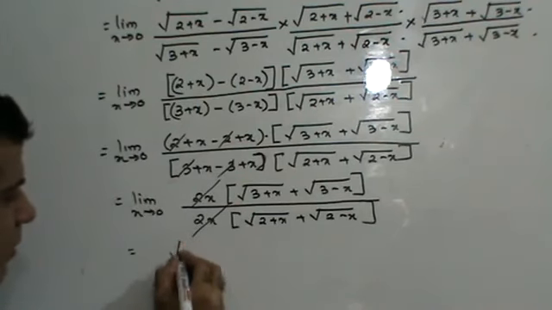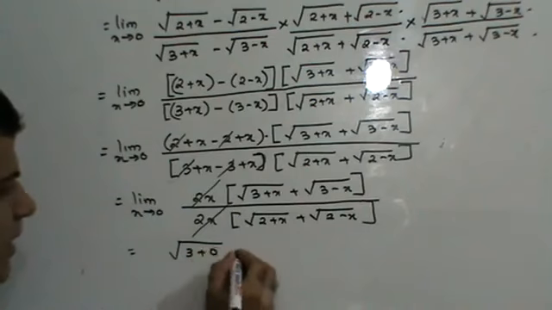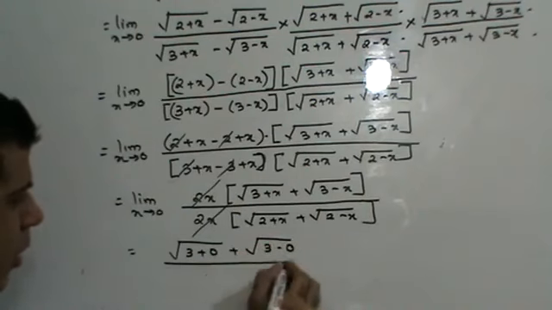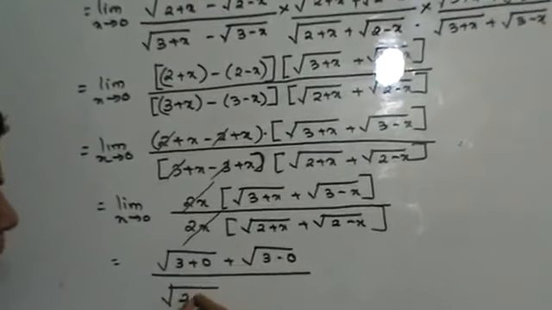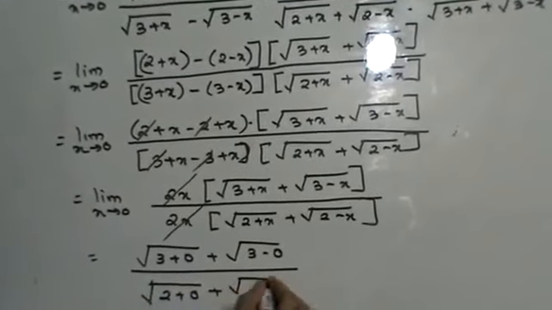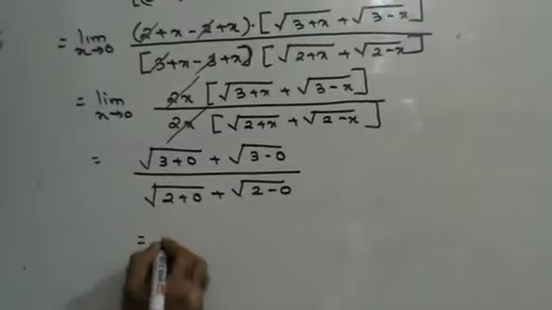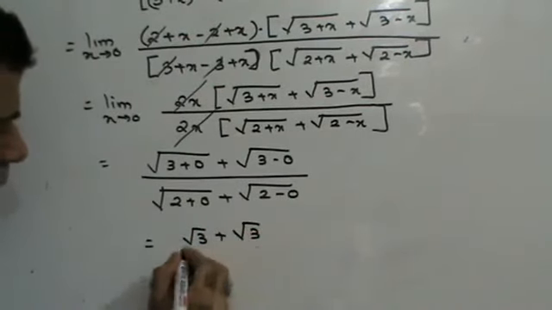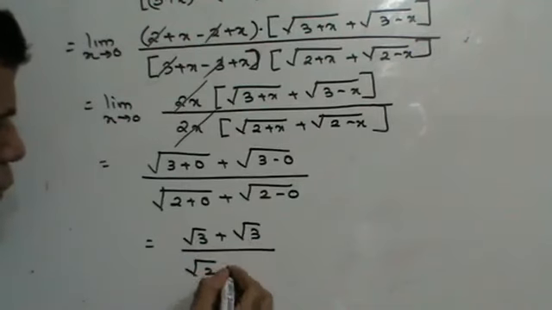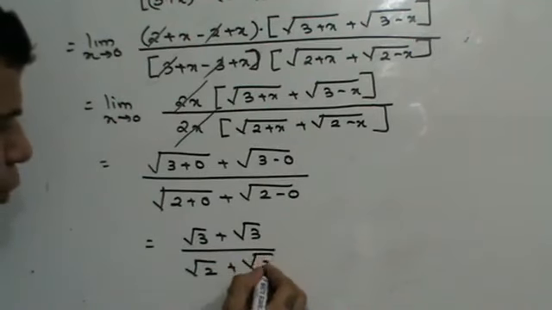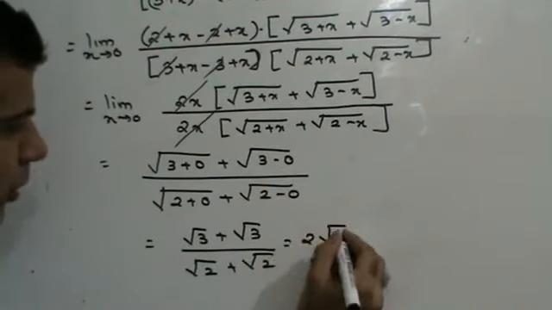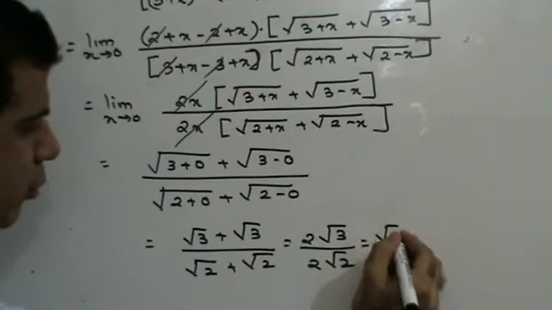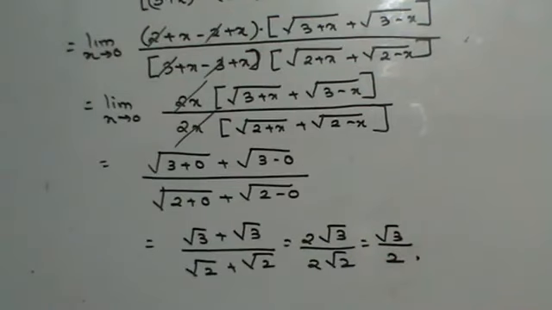So in this case this will be root of 3 plus 0 plus 3 minus 0 upon 2 plus 0 plus 2 minus 0, root 3 plus root 3 upon root 2 plus root 2, 2 root 3 upon 2 root 2, answer is root 3 upon root 2.